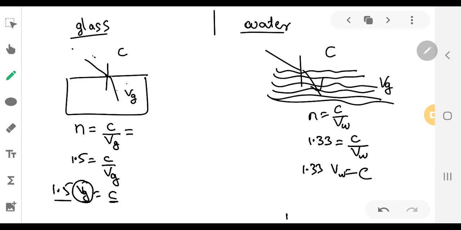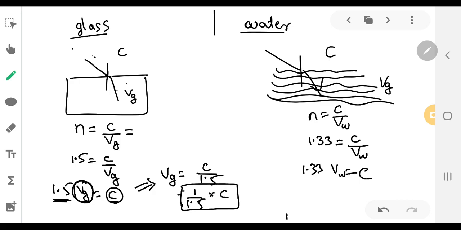It means the velocity of light in glass medium, when you multiply that with 1.5, you are going to get the velocity of light in air medium. That is, velocity of light in air medium is 1.5 times greater than the velocity of light in glass medium. Or else you can write it like this: Vg is c divided by 1.5, that is 1 divided by 1.5 into c. The velocity in glass is reduced to 1 divided by 1.5 times that of c.